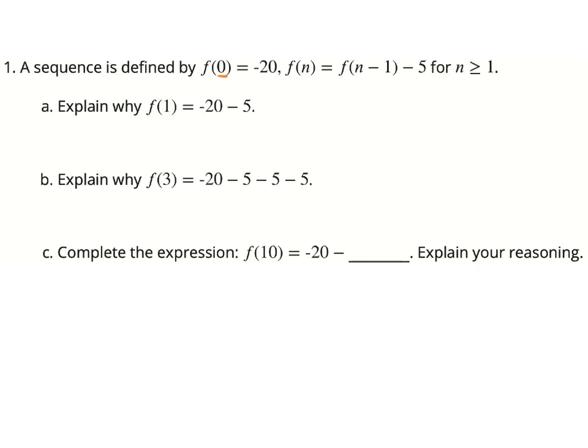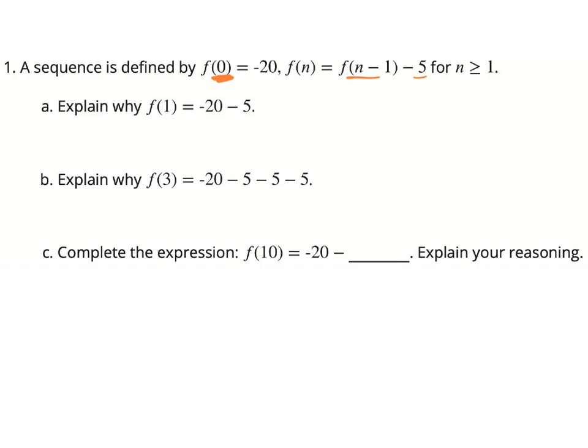Okay, first practice problem. They're telling you f of 0. So now we're starting at 0. We don't have f of 1. The first term we're starting with is called the 0th term. So this is a recursive sequence because we got the first term, and we got the previous term minus 5.